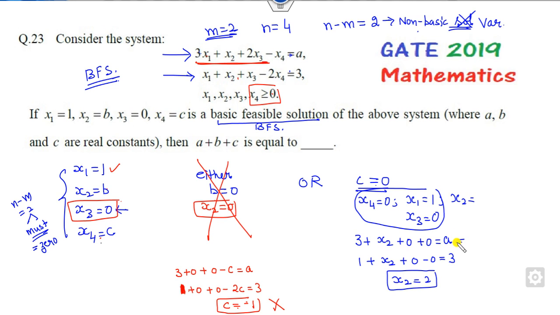Once X2 is 2, you can substitute here. A will be 5. So once A is 5, you need to find A plus B plus C. A is 5. B, what is B? B is x2. X2 is 2. C is x4. X4 is 0. So the right answer of this problem is 7.